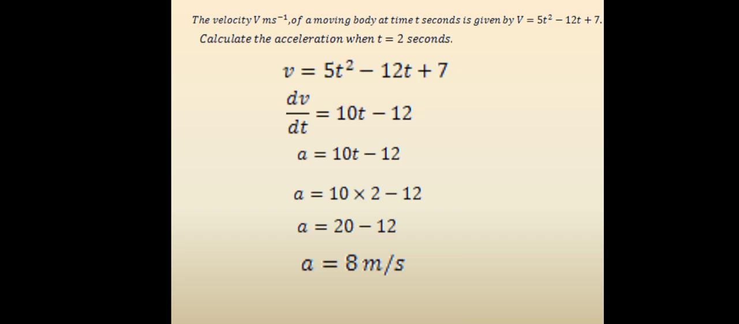The velocity v m per second of a moving body at a time t seconds is given by v = 5t² − 12t + 7. Calculate the acceleration when t = 2 seconds.